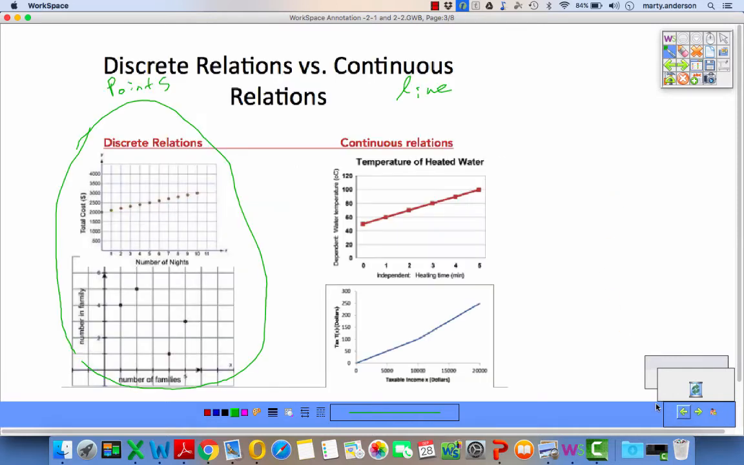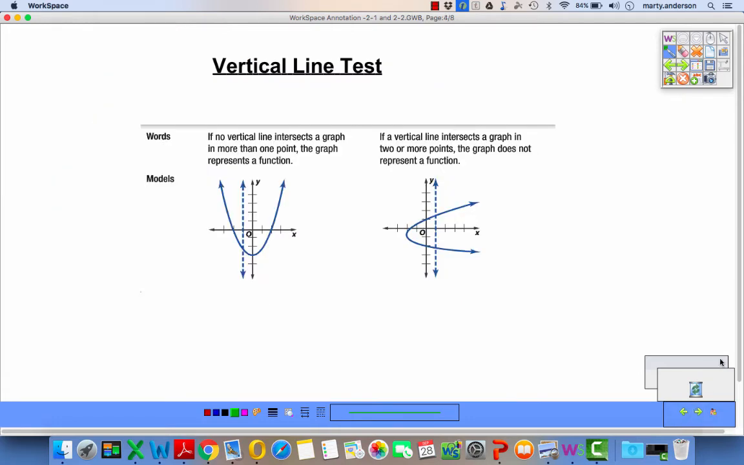One more thing. Discrete is often called countable. I can count them. Countable. Countable. This isn't countable because all of the individual values in between are decimals. We can't tell exactly where they are, so they are continuous. Vertical line test is for when we graph.